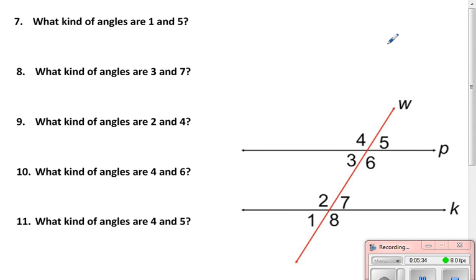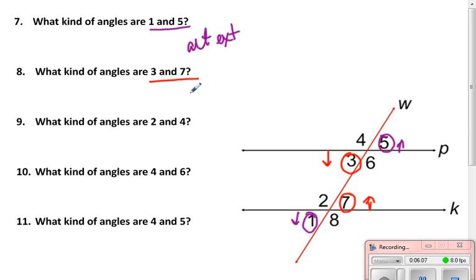So we're going to continue looking and naming angle pairs. If I look at 1 and 5, they are both outside of the parallel lines and on opposite sides of the transversal, so that makes them alternate exterior angles. If I look at 3 and 7, here's 3, here's 7, they are on the inside of the parallel lines on opposite sides of the transversal, so that makes them alternate interior angles.